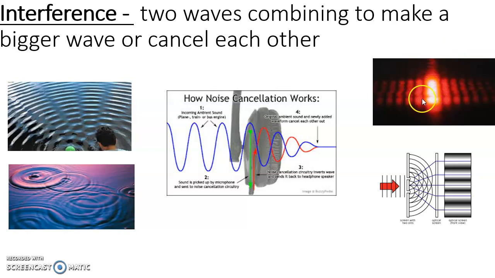And also, what we saw yesterday with Thomas Young's double slit experiment was that interference works with light waves as well. And you see this constructive interference where light waves are supporting each other to make a brighter light, and then destructive interference right here when two light waves are canceling each other to form darkness.